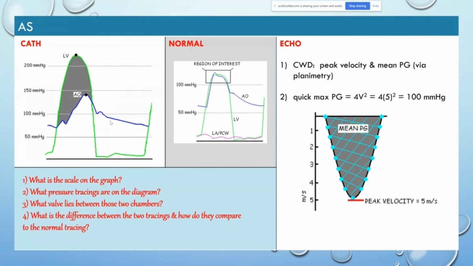Remember, the way we find aortic stenosis by echo is we take the peak velocity and the mean pressure gradient, and we're going to get them using continuous wave Doppler. So you put the continuous wave Doppler in 5-chamber.